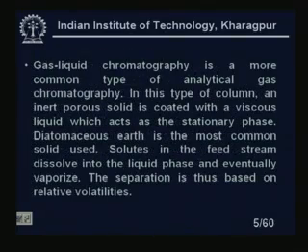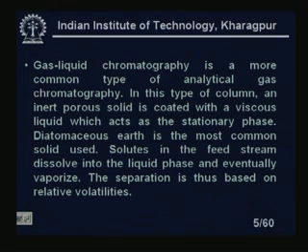Gas-liquid chromatography is a more common type of analytical gas chromatography. In this type of column, an inert porous solid is coated with a viscous liquid which acts as a stationary phase, and diatomaceous earth is the most common solid used. Solutes in the feed stream dissolve into the liquid phase and eventually vaporize, and the separation is thus based on the relative volatilities. This we have already discussed in lesson 35; now we are discussing it in more detail. You see the last line, which is most important: the separation is thus based on the relative volatilities.